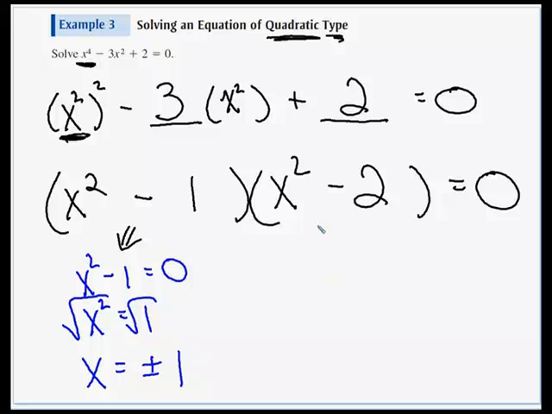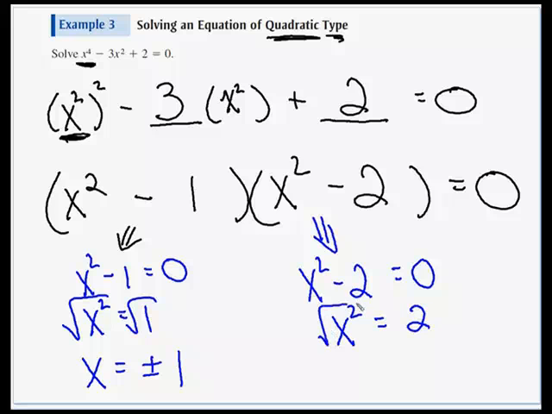Now let's see here, our other term. X squared minus 2 equals 0. Add 2 to both sides. X squared equals positive 2. And then take the square root. X equals plus and minus the square root of 2. And since it is a fourth power equation, we do have 4 answers. Plus or minus 1. Plus or minus the square root of 2.